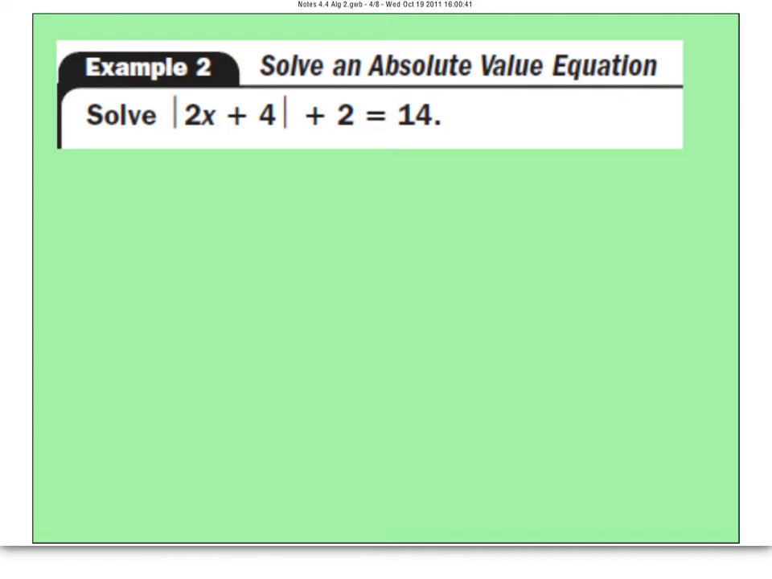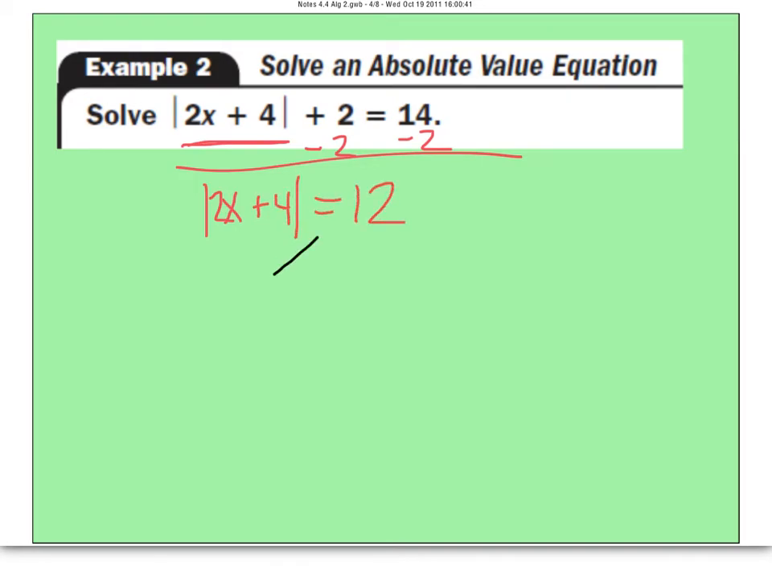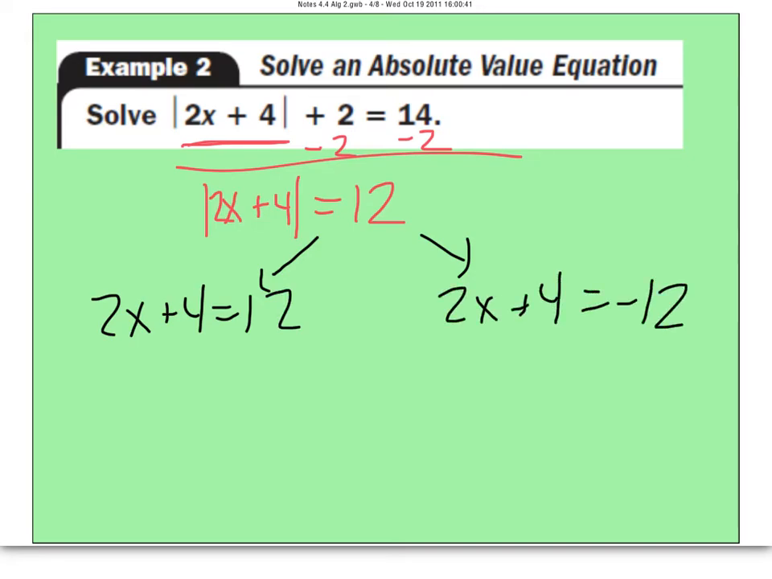This is the last type I need to show you, and you have to be careful. Before you break this off into two equations, this absolute value group must be all by itself. The most common mistake people make is they start to rewrite that right up front. You must move that +2. So to move +2, let's do -2. So it's absolute value of 2x plus 4 equals 12. Now let's break it off into its two equations. 2x plus 4 equals 12, and 2x plus 4 equals -12.